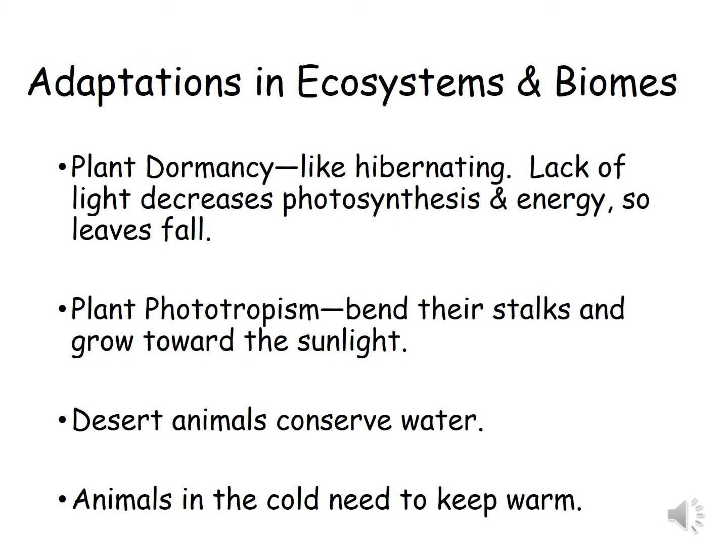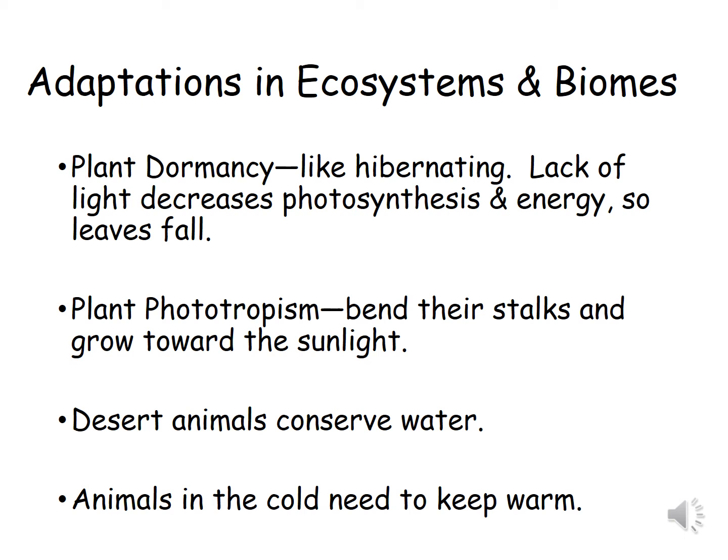Organisms have many different types of adaptations, way too many for us to talk about all at once here, but here are a few examples for you. Plants have an adaptation called dormancy. It's kind of like animals hibernating. A lack of light decreases the amount of photosynthesis that a plant can do, which decreases the amount of energy that it has. This causes many plants to lose their leaves in the fall, so they go into that hibernation or dormancy over the winter when there's not enough light for them to make enough energy to survive.